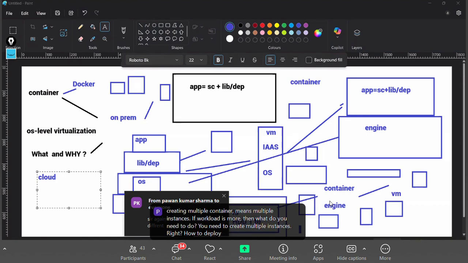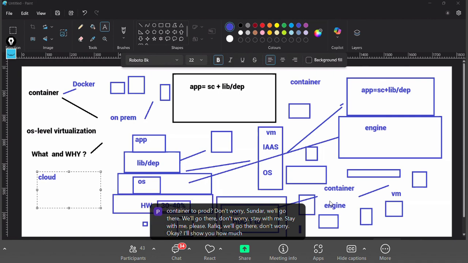How to deploy a container to prod? Don't worry, Sundar. We'll go there. Stay with me, please. Rafiq, we'll go there. Don't worry. I'll show you how much memory it will consume. Listen to this story. Slowly, we'll go there. Right, Sundar, don't worry.